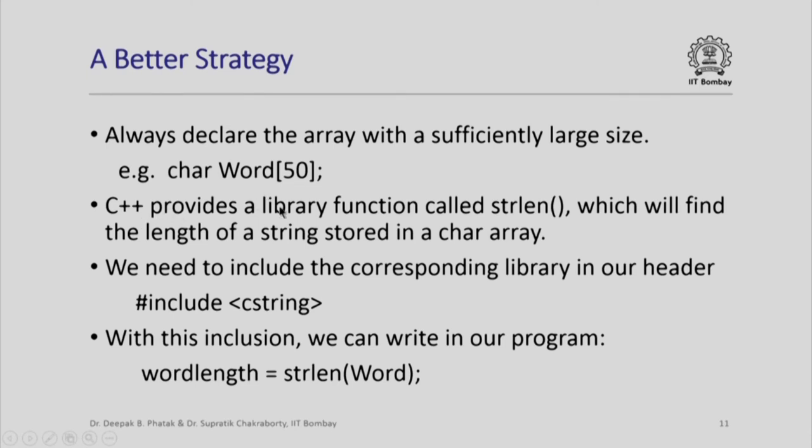In fact, C++ provides a library function to automatically calculate the length of a given string. It is called strlen. We need to include the corresponding library in our header. So, we have to say #include <cstring>. The cstring library is actually the C type of string handling library functions. When we include that, then in our program, after reading the given input string in our char array, say word, we can simply say wordlength is equal to strlen(word). This will correctly calculate. In fact, it does exactly the same thing that we did in our program. It will scan the word array till it finds a backslash 0 and will correctly calculate the word length and assign it to the left hand side.